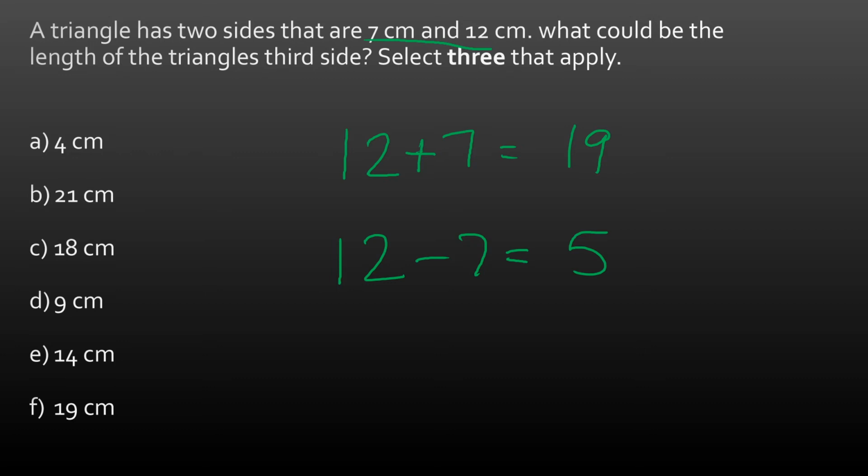So any of the possible side lengths can be any number in between these two, but not including. So it can't be 15 and it can't be 5. However, it could be 18 or it could be 6. So 4 is too small. 21 is too large. 18 is in between those. 9 is in between those. 14 is in between those. It is not 19 because remember it cannot be the numbers that we get. So it can't be 19 and it can't be 5, but it can be any number in between them.